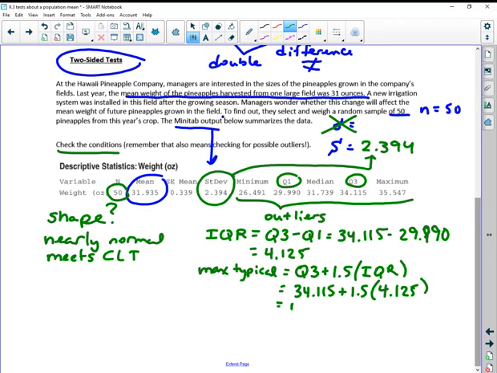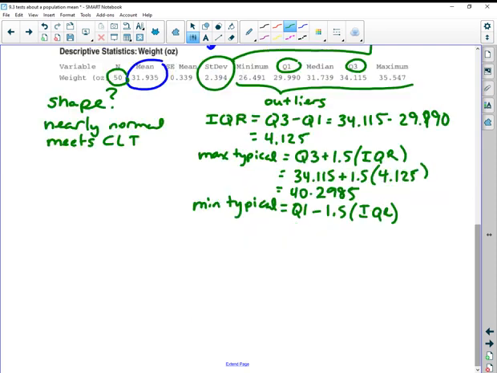Okay, let's see here. 40.2985. And then my min typical is going to be Q1 minus 1.5 IQR. So my min typical was, let's see, 29.990 minus 1.5 times 4.125. And I get for min typical 23.8025.